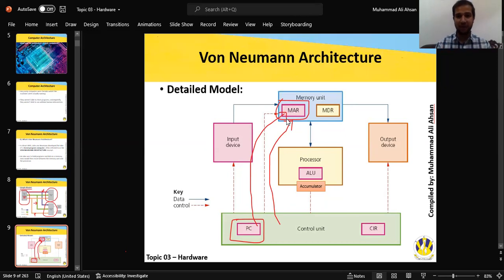Okay, so I'm again repeating, here we have a memory unit, we have a processor unit, we have a control unit, and along with that we have input and output devices. If this is clear, now let's move forward.